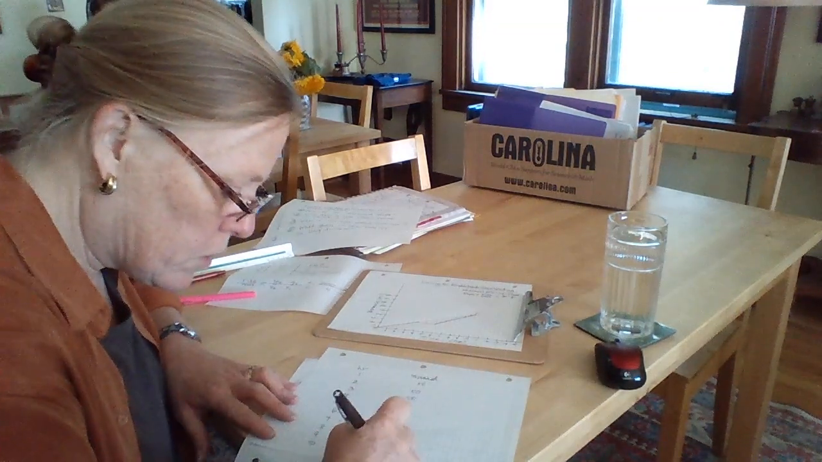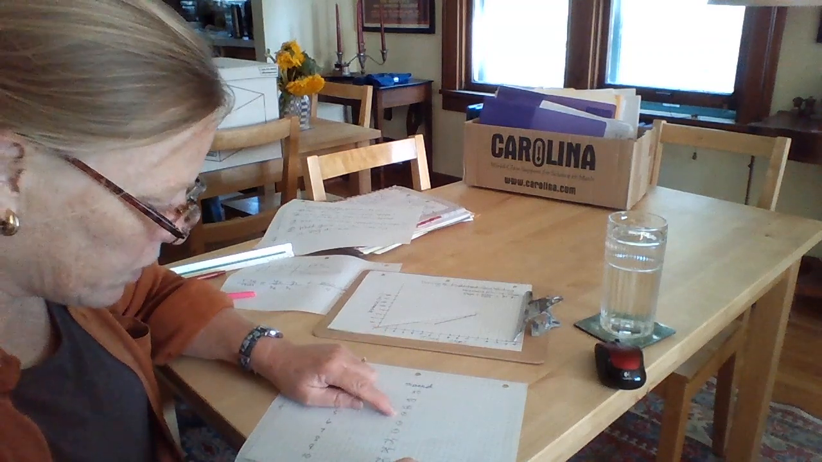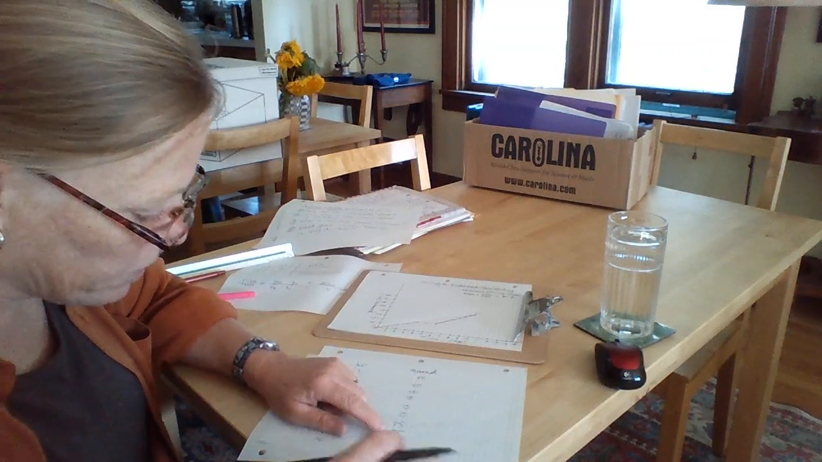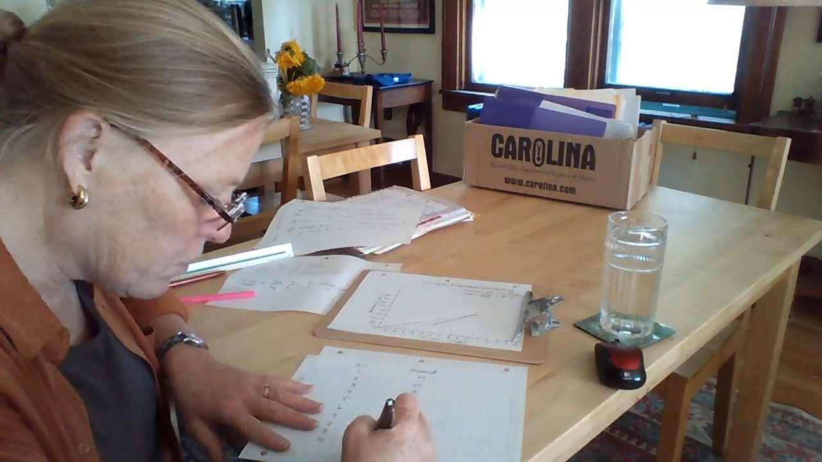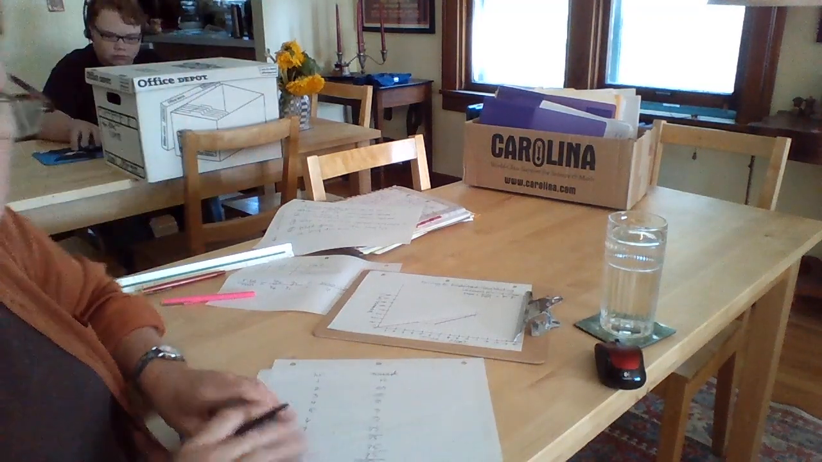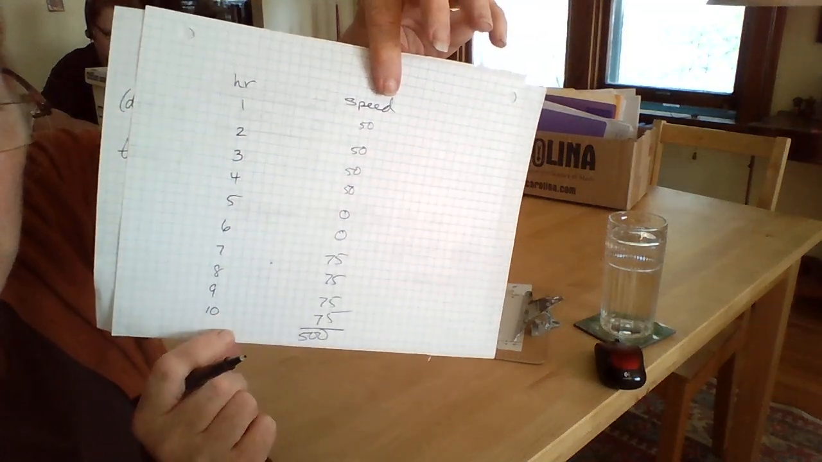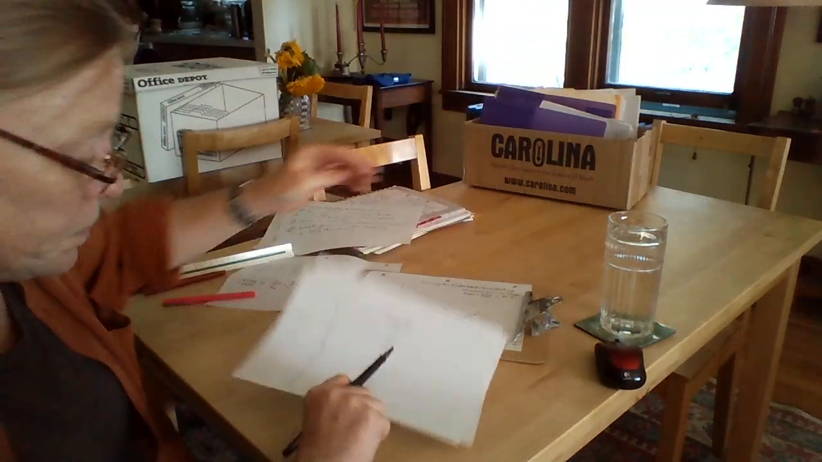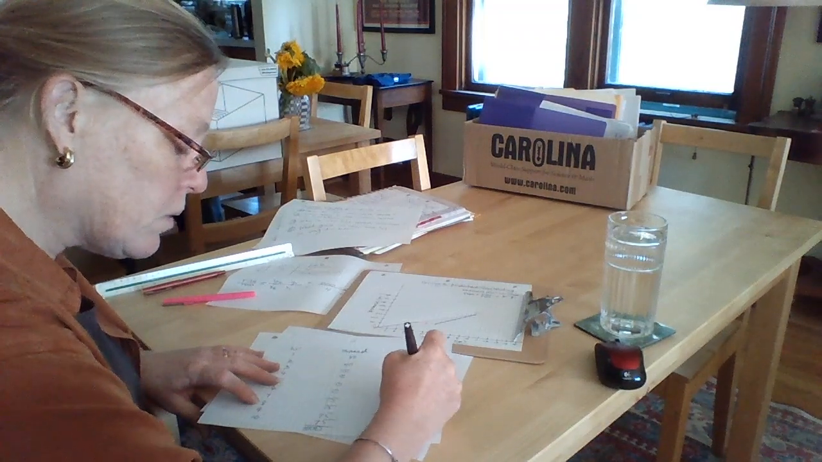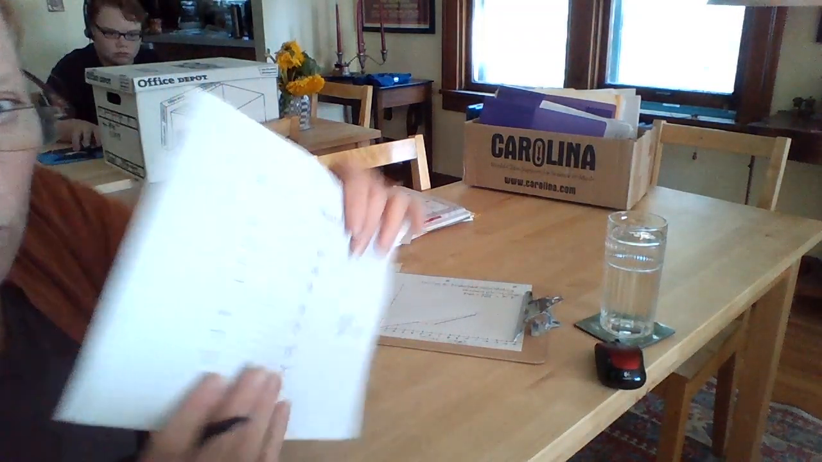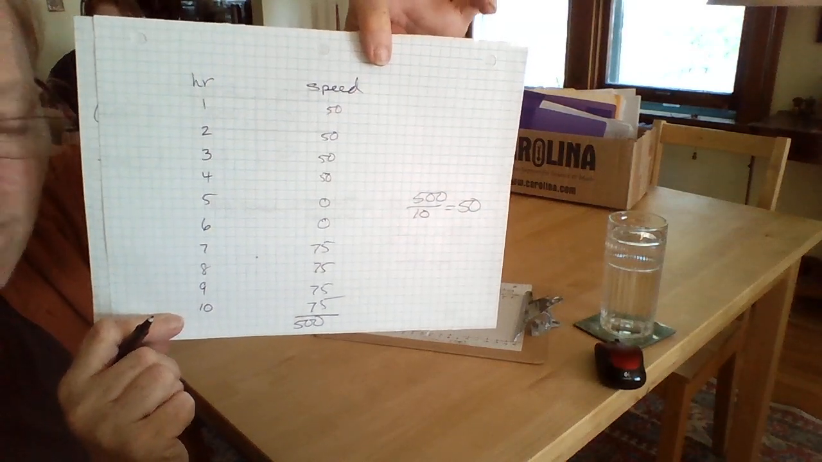Okay? Let's look at all our speeds. 50, 100, 150, 200, 275, 350, 425, 500, right? Those are all our speeds. And how many of them did we have? We had 10 of them. 500 divided by 10 equals 50. It really is an average.